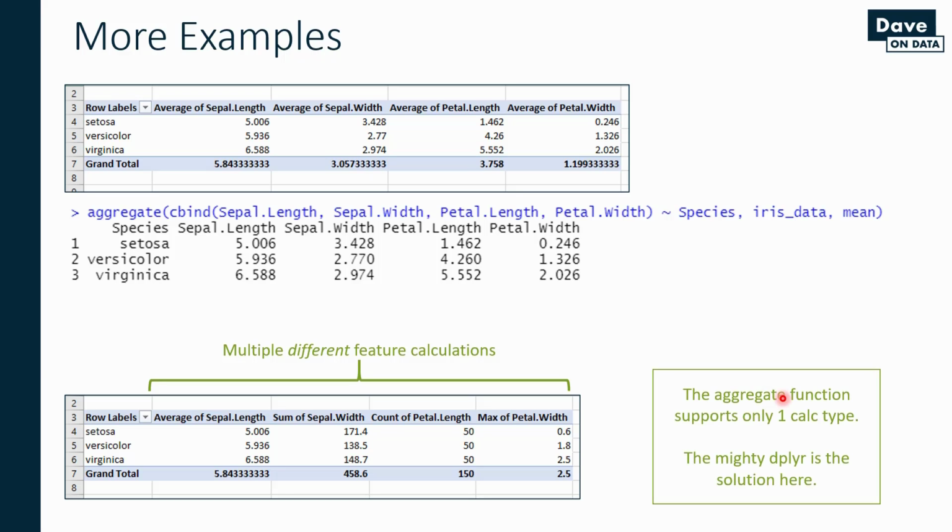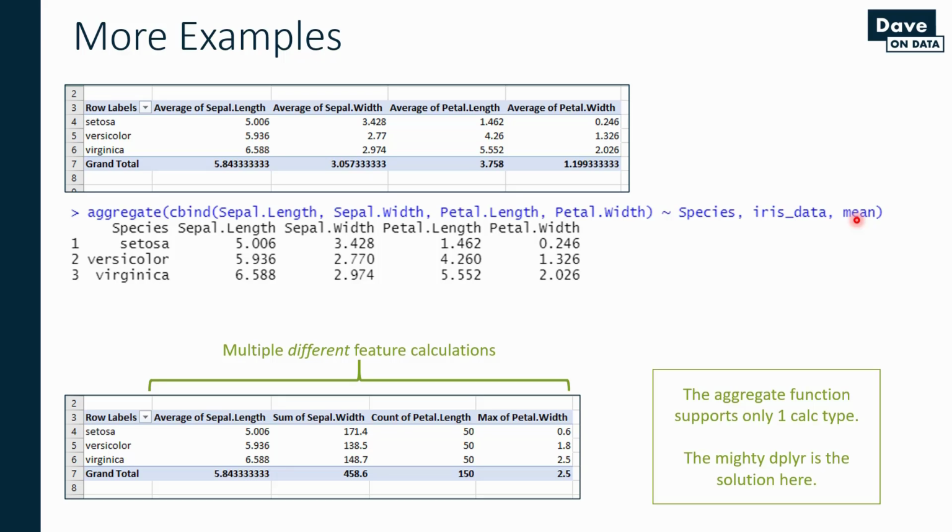However, the aggregate function in R only supports one calculation type at a time. You can pick either sum, or mean, or min, or max, or count. That's all you can do. You only get one calculation at a time. You can have multiple columns, of course, upon which you do the calculation. That is totally okay. However, you can only have one calculation type with the aggregate function.